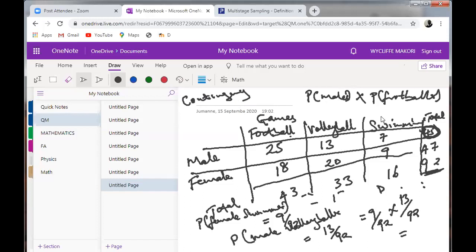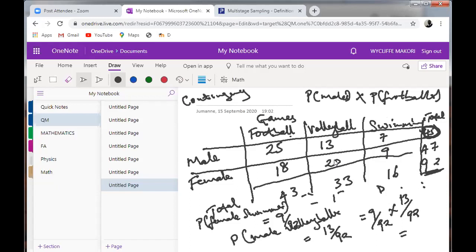Excuse me, please, I have a question. Yes, please ask. Since we were asking about the female, why don't we use the total number of females? If it's the female swimmer and the male volleyballer, why don't we use the total number of females and the total number of males? Okay, I've heard your question. Because they were female swimmers and then the male volleyballer. But remember, all these participants are grouped together.